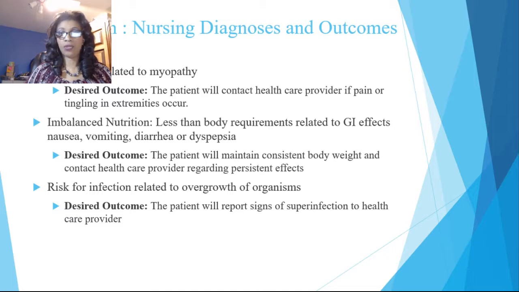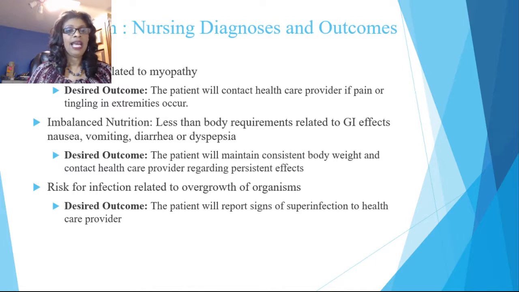Regarding nursing diagnoses and outcomes, there may be acute pain related to myopathy, so our desired outcome will be that the patient will contact the healthcare provider if pain or tingling in the extremities occurs, because that could be an indication of myopathic issues. Imbalanced nutrition, less than body requirements, related to nausea, vomiting, diarrhea, and dyspepsia. We want the patient to maintain a consistent body weight and again contact the healthcare provider if the effects are persistent.